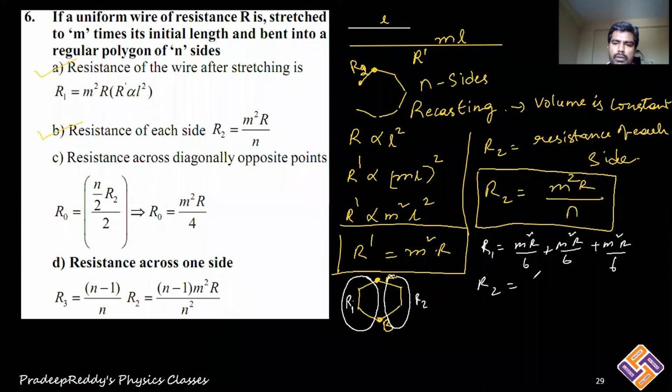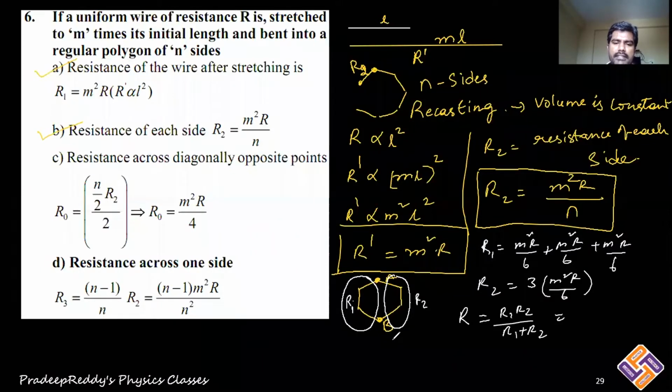Similarly, R2 is also equal to 3 into m square R divided by 6. R1 and R2 both are connected in parallel. So how do you write effective resistance? R will be equal to R1 R2 divided by R1 plus R2. Take this and substitute here, so that you will be getting the effective resistance. This is the way between the opposite ends, opposite diagonals.